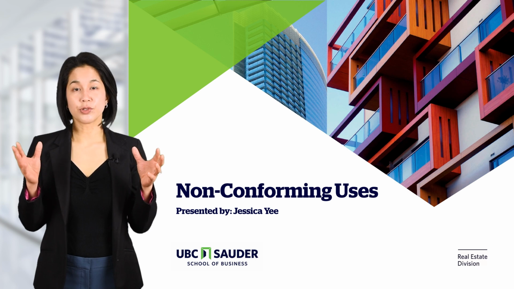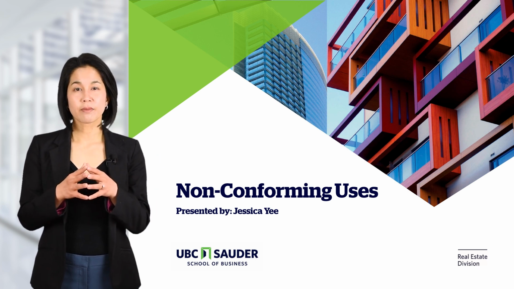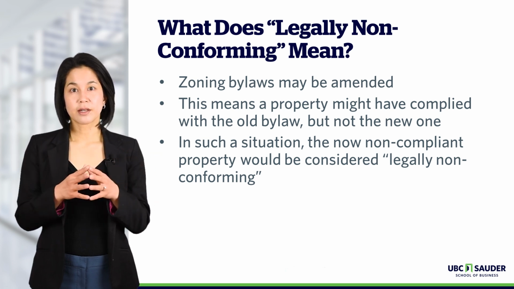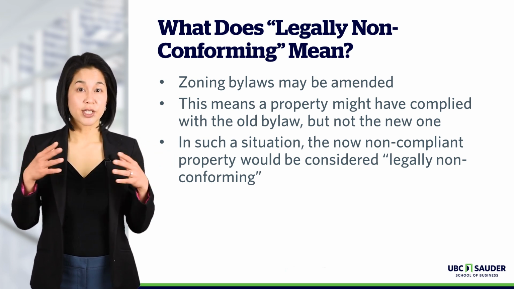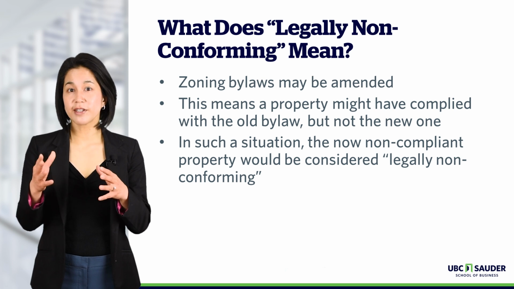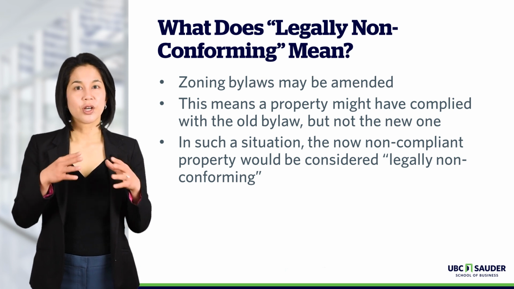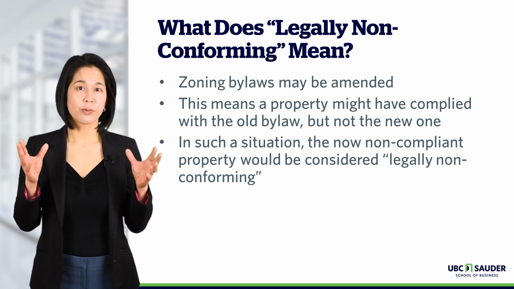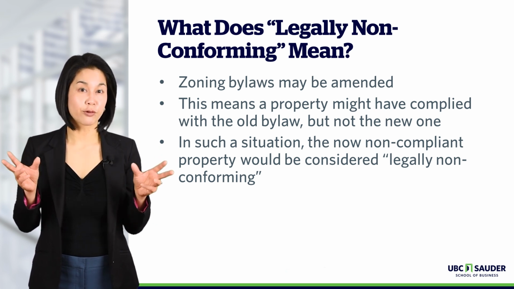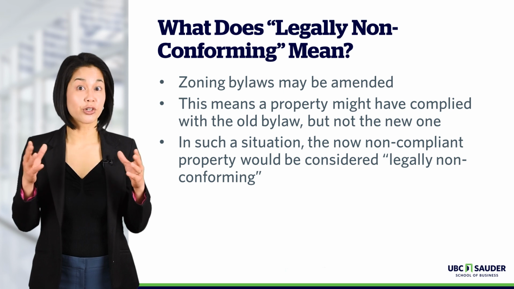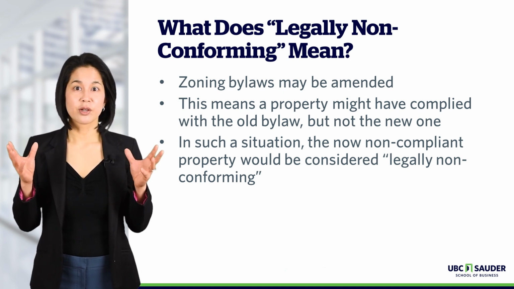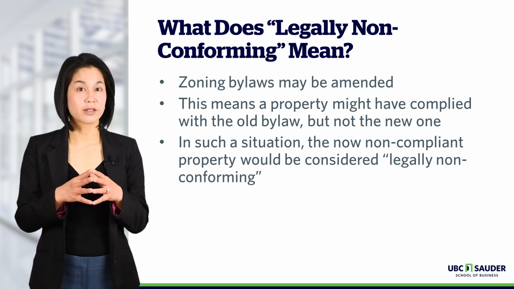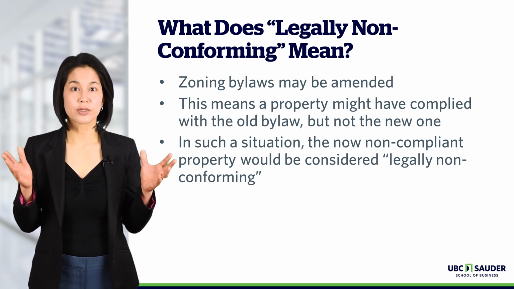This video introduces you to the concept of non-conforming use. As explained in the previous video, zoning bylaws may be amended. Inevitably, this may create a situation where a property which was previously compliant with the old regulations no longer complies with the new ones. In such a situation, this property would be considered legally non-conforming. Despite being impermissible under current restrictions, it is nonetheless permitted because the use existed lawfully before the restrictions took effect. In other words, the land use is grandfathered in.